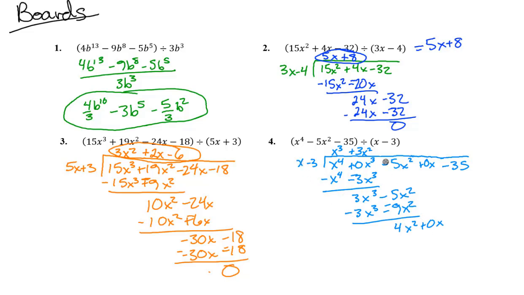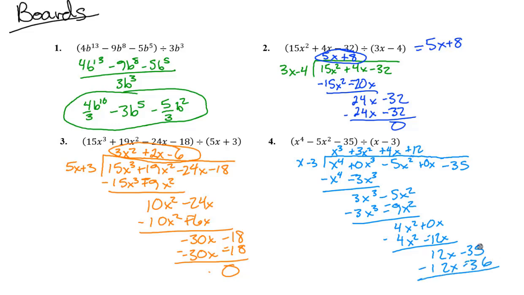x goes into 4x squared, 4x times. 4x times x minus 3 is 4x squared minus 12x. And then we subtract, and notice that 0 is coming in really handy to give us a term that is like the 12x. So we get positive 12x minus 35. And x goes into 12x 12 times. So that's a plus 12. We get 12x minus 36.